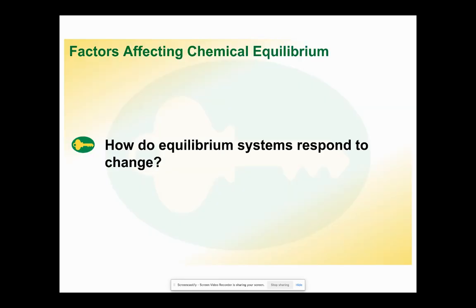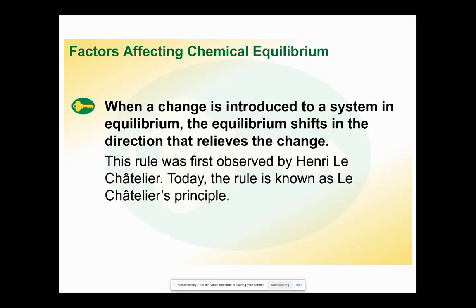How do equilibrium systems respond to change? When a change is introduced to a system in equilibrium, the equilibrium shifts in the direction that relieves the change. The rule is first observed, and I can never pronounce these names, but that's what the rule is. It's known as that principle.